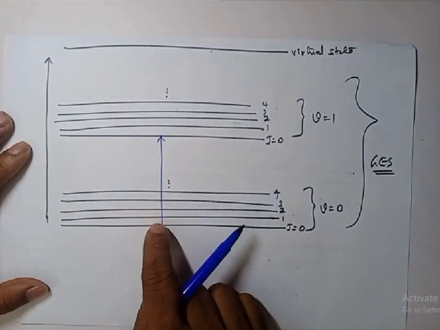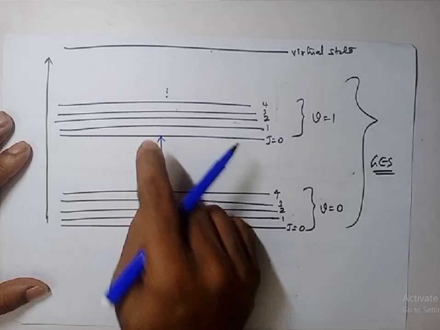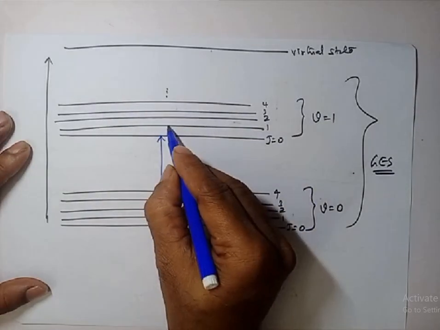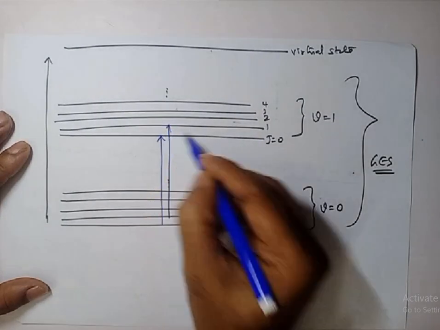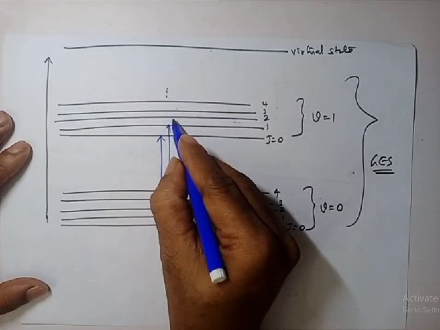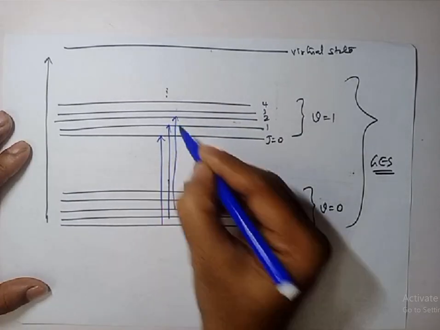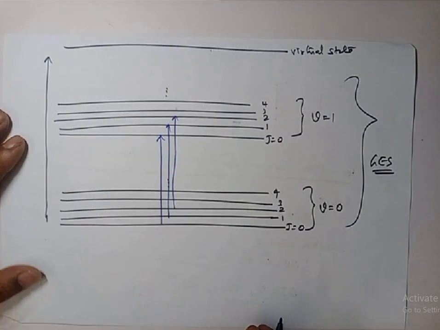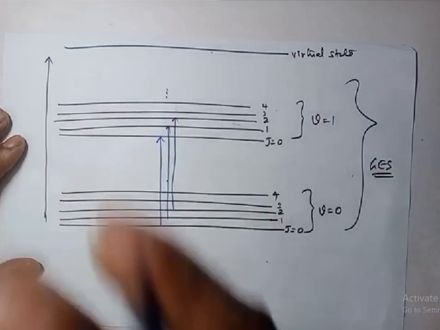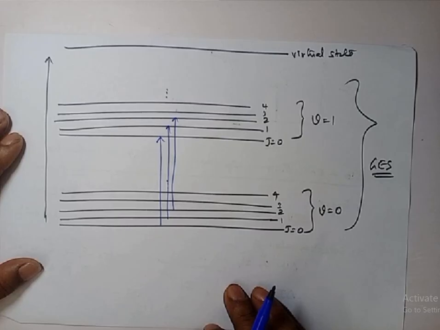During the fundamental transition, 0 to 0 is a Q branch line. Then 1 to 1 is also a Q branch line. Why? J = 1 here, J = 1 there, the difference is 0, so Q branch. This is also a Q branch. So we get many Q branches. During a fundamental transition, many Q branches will appear. Right?